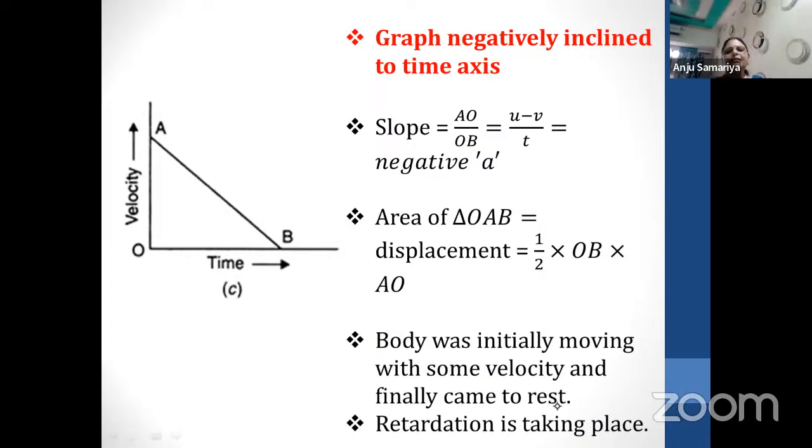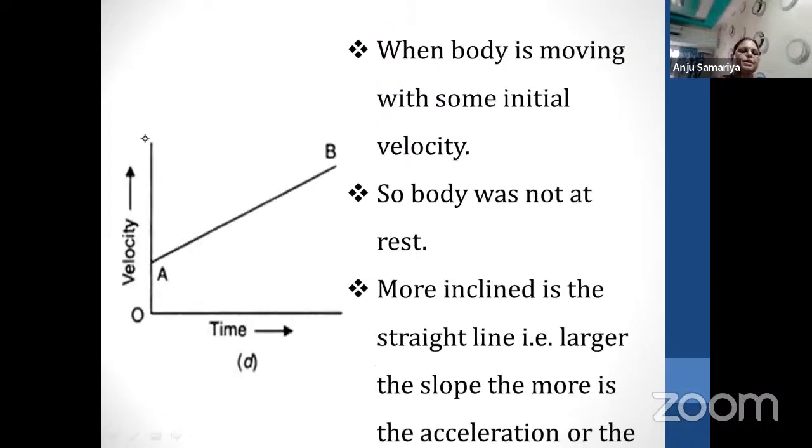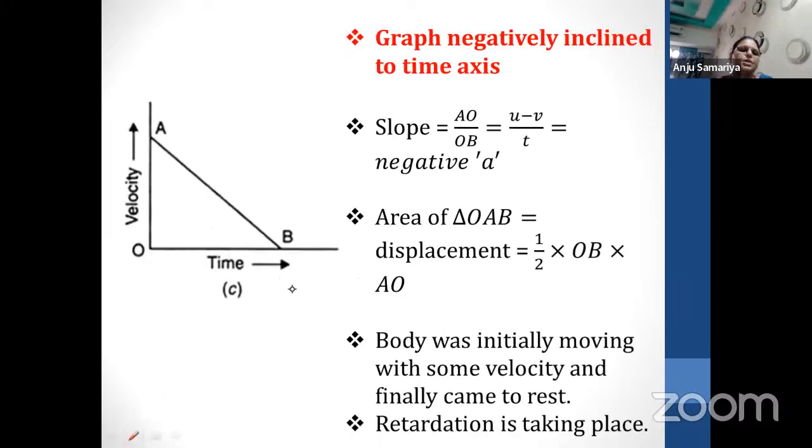Now, the graph negatively inclined to the time axis. The body is coming to the starting point. So this is U, this is V. Initial velocity is denoted by U. Same formula, so you will get the slope. So let us put 25 meters per second, and let's put the time 10 seconds here.